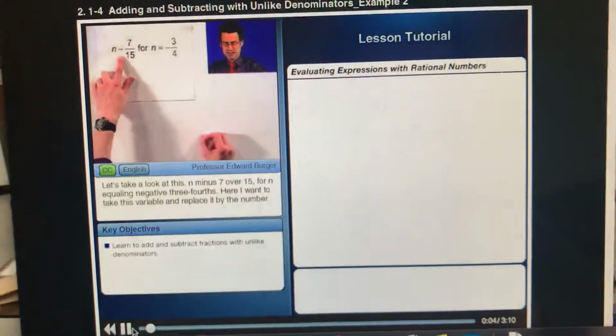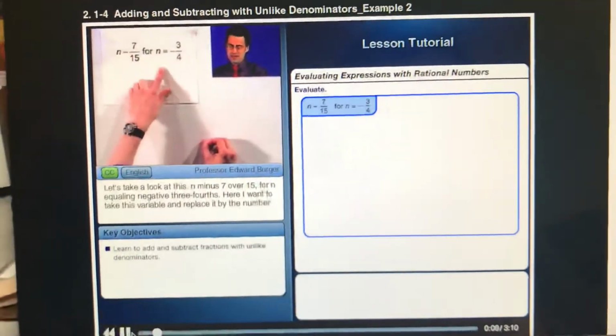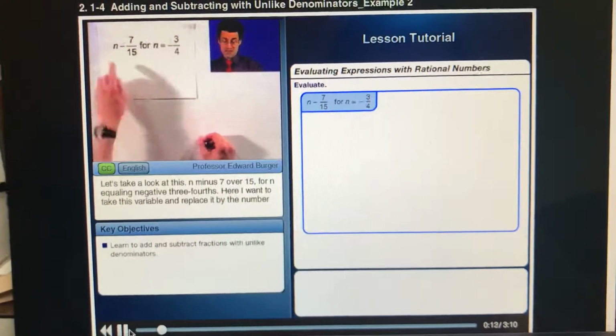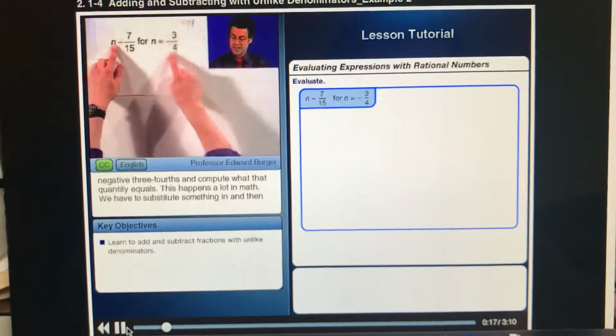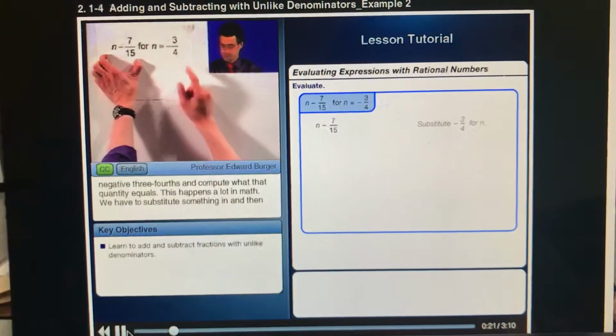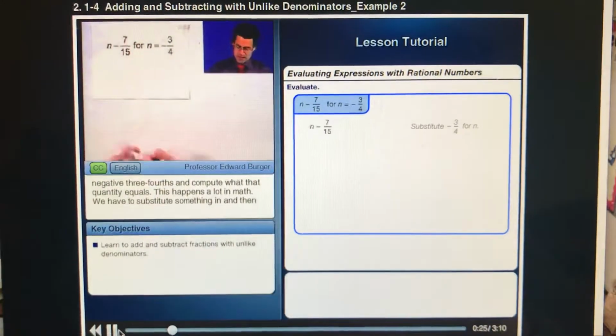n minus 7 over 15 for n equaling negative 3/4. So here what I want to do is take this variable and replace it by the number negative 3/4 and compute what that quantity equals. Okay, so this happens a lot in math. We have to sort of substitute something in and then evaluate.